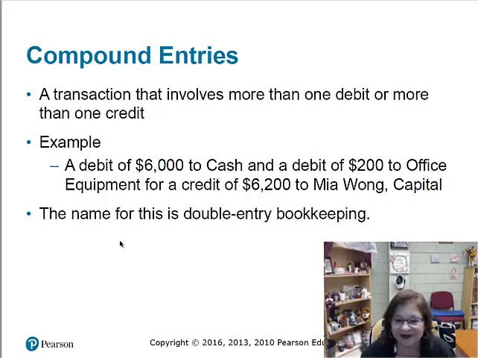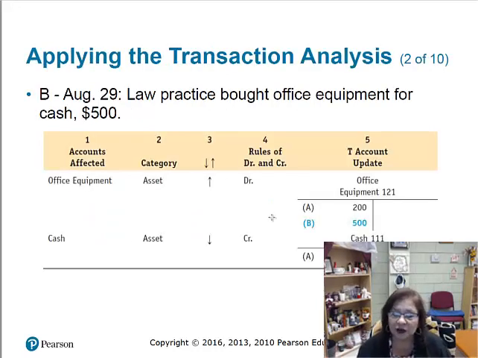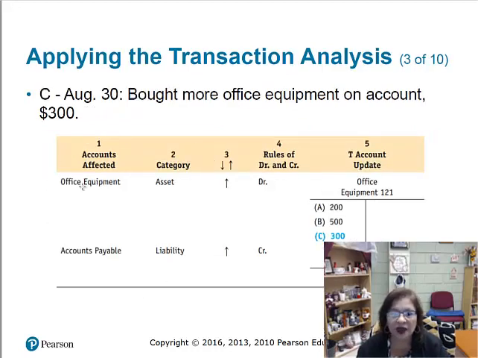Okay? Then she added more office equipment. So we debit the office equipment and we credit cash because she bought it for cash. Remember the verbiage. And it balances out. 500 and 500. Debit and credit. Okay? Decreasing the asset of cash.